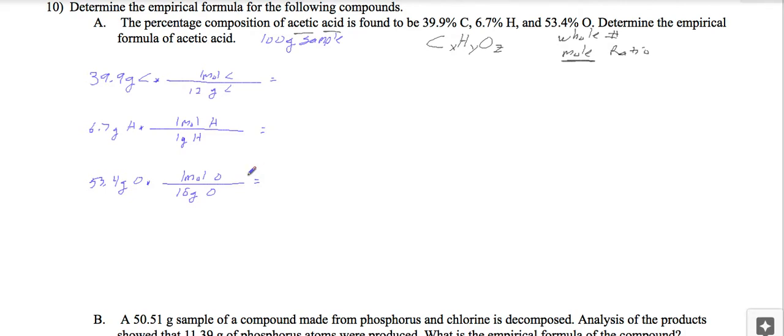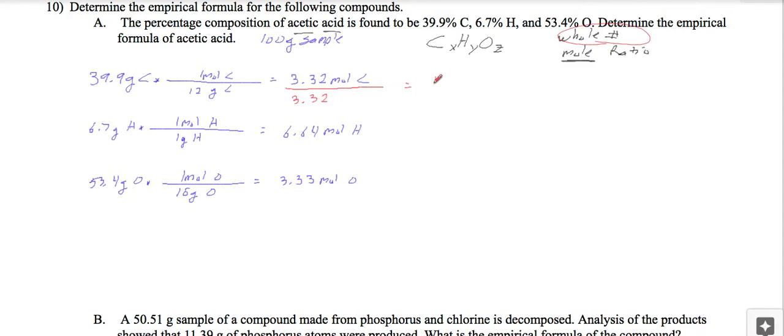We end up with 3.32 moles of carbon, 6.64 moles of hydrogen, and 3.33 moles of oxygen. All right, so this is our mole ratio. We have this mole ratio, but these are not whole numbers. So we need to get these things into whole numbers. To do that, we're going to divide by the smallest. So we'll divide by this one.